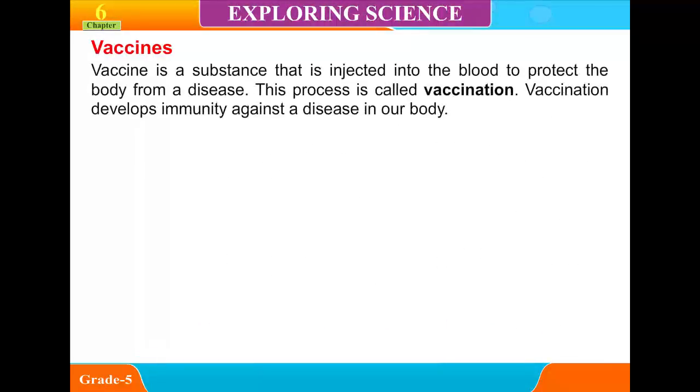Children suffering from polio. Vaccines. Vaccine is a substance that is injected into the blood to protect the body from a disease. This process is called vaccination. Vaccination develops immunity.